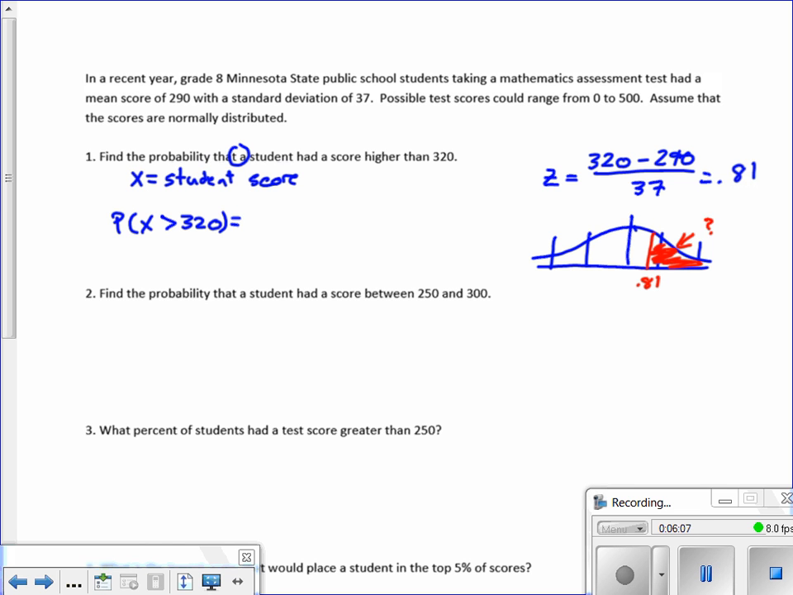In the calculator, I like to draw that curve because it reminds me. So in the calculator, it's normal CDF. The lower bound's going to be 320. The upper bound's going to be infinity. And I have a mean of 290 and a standard deviation of 37. So we go to the calculator.